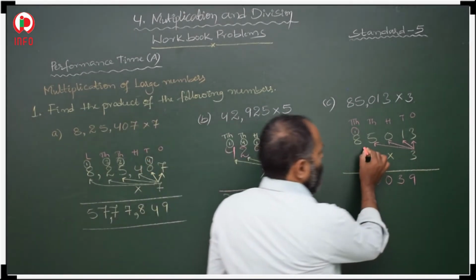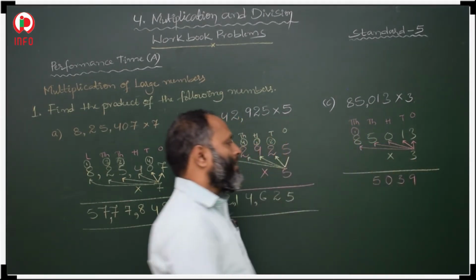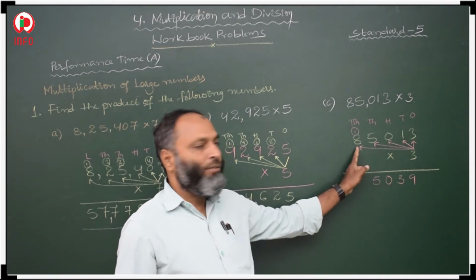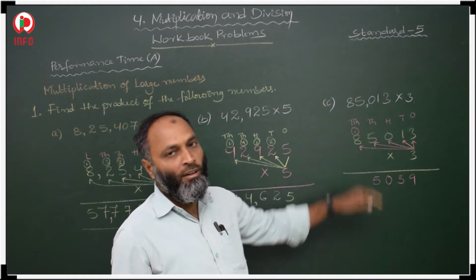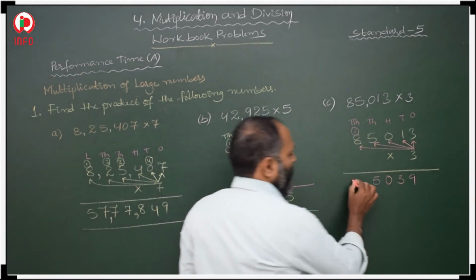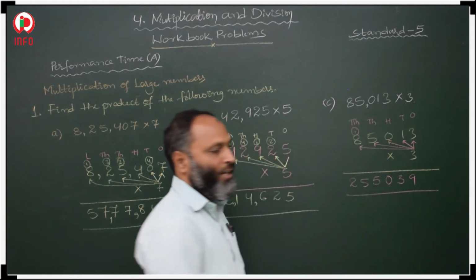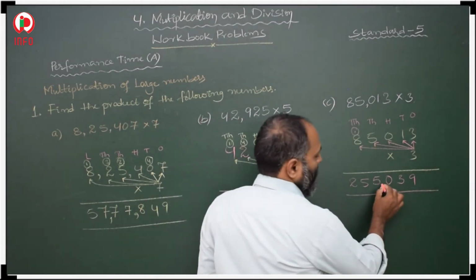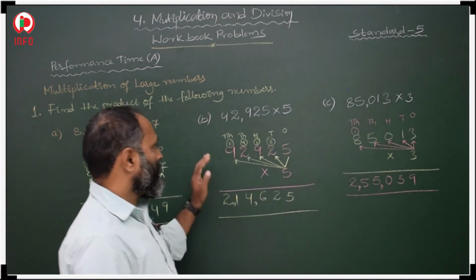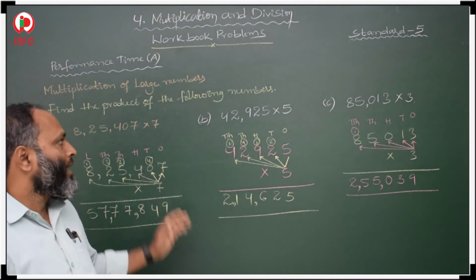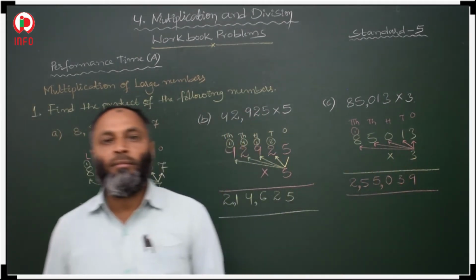Next 3 with 8, 3 eights are 24, 24 10,000s and already 1 is there, 24 and 1, 25. 25 10,000s. It is the last digit, so we write the complete number. What is our answer? 2,55,039. So this is a multiplication of a large number with a single digit number.